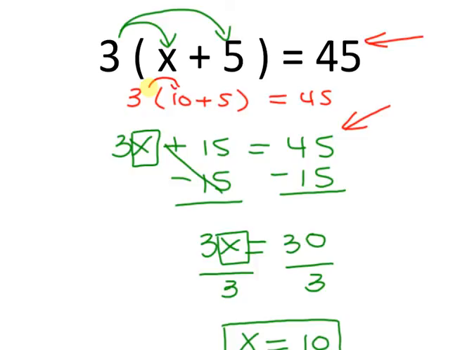So 3 times 10 is 30, plus 3 times 5 is 15. 30 plus 15 is 45. So 45 equals 45.